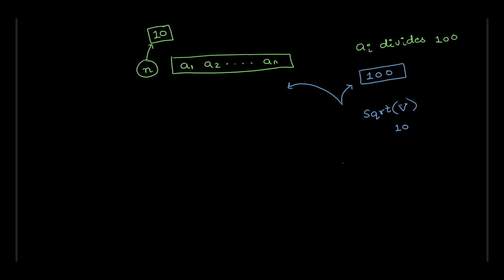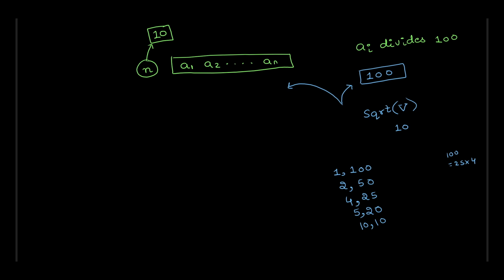So 1 is a divisor of 100, and the other pair is 100. 2 also divides 100, the other pair is 50. 3 does not divide. 4 divides 100, the other pair is 25. 5 divides 100, the other pair is 20. Does 6 divide 100? No. 7 does not divide. Does 8 divide 100? 100 is 25 into 4, so of course 8 cannot divide. 9 also does not divide. And 10 divides 100, the other pair is also 10.